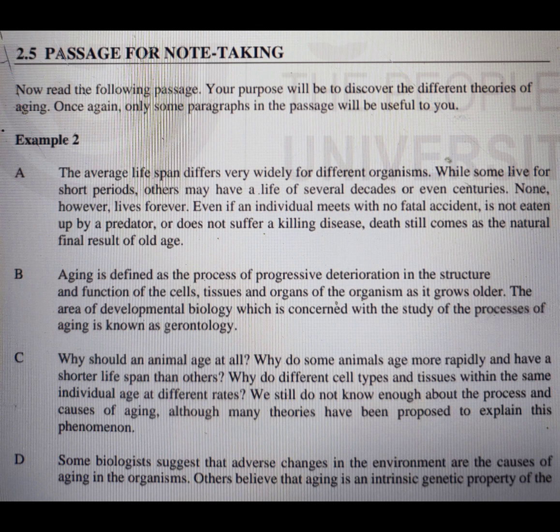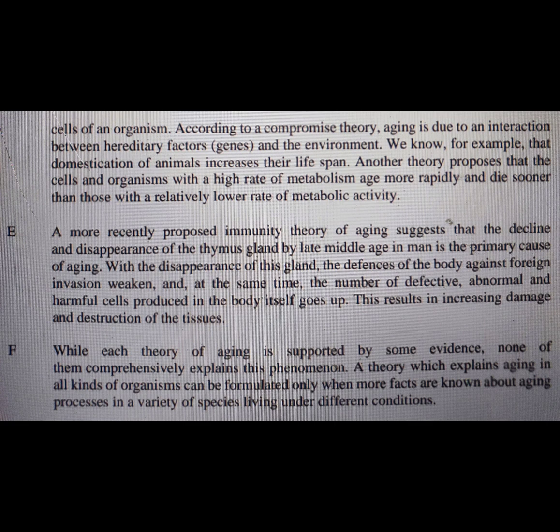D. Some biologists suggest that adverse changes in the environment are the causes of aging in the organisms. Others believe that aging is an intrinsic genetic property of the cells of an organism. According to a compromise theory, aging is due to an interaction between hereditary factors, genes, and the environment. We know, for example, that domestication of animals increases their lifespan. Another theory proposes that the cells and organisms with a high rate of metabolism age more rapidly and die sooner than those with a relatively lower rate of metabolic activity.